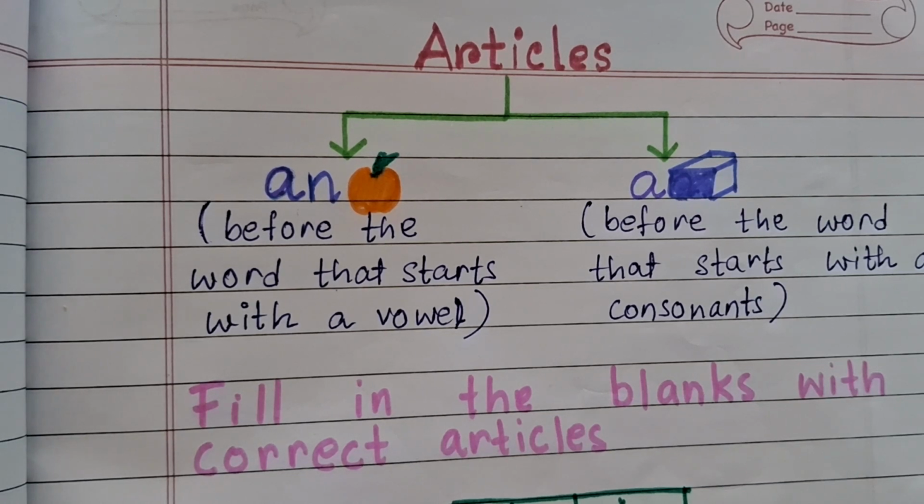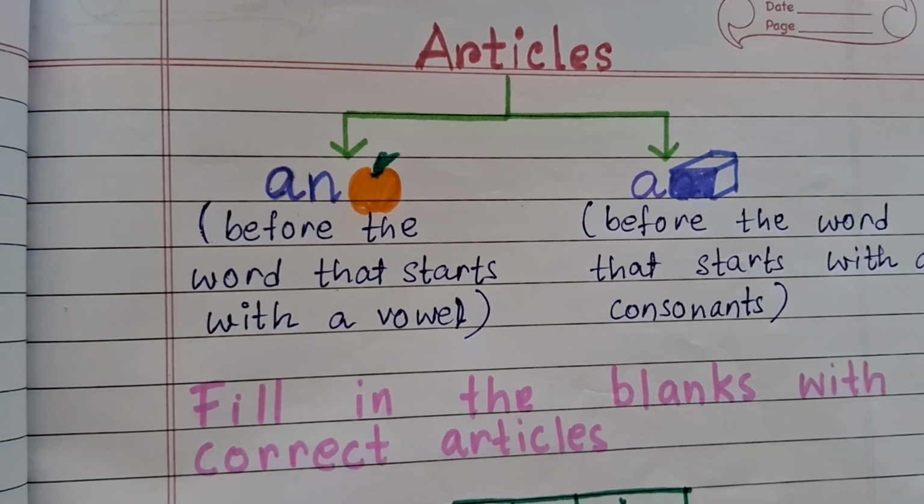Now you will say why ma'am has written two articles, an and a. There is another article, which is the, but we will not learn the for the time being. In higher classes, when we learn higher English grammar, then we will learn that also. But for class 1 students, you just have to know two articles, an and a.